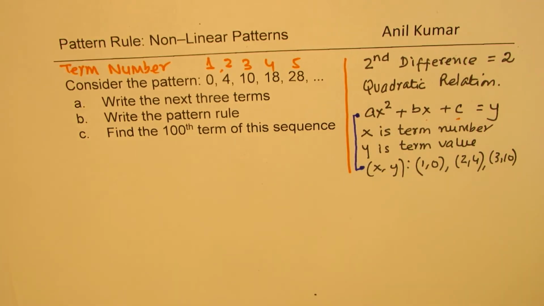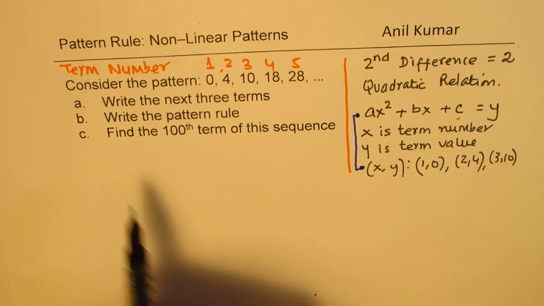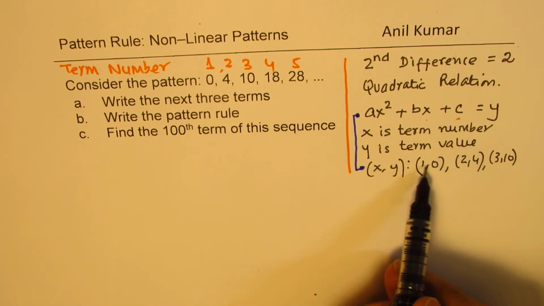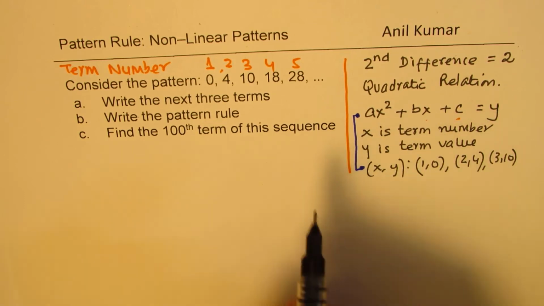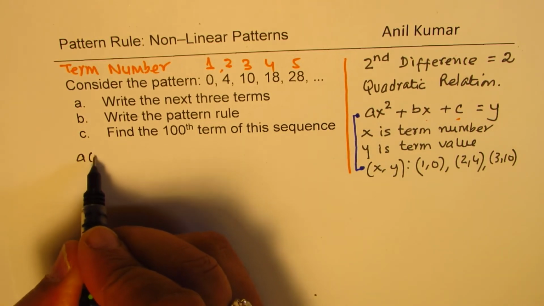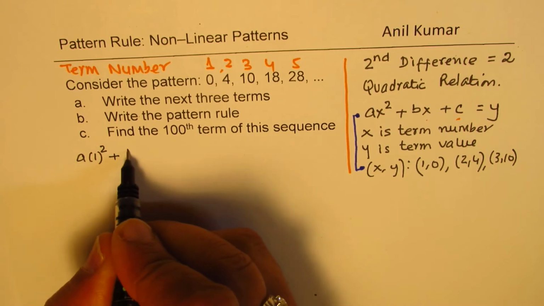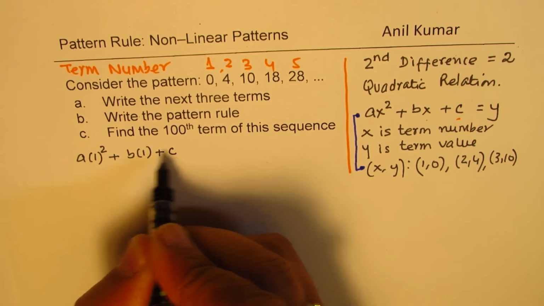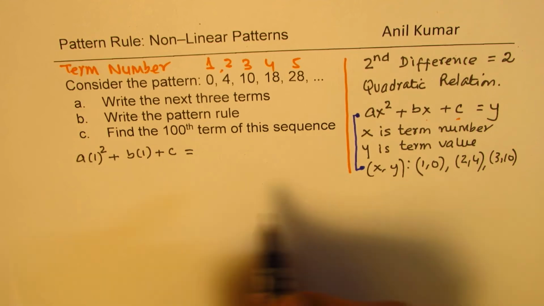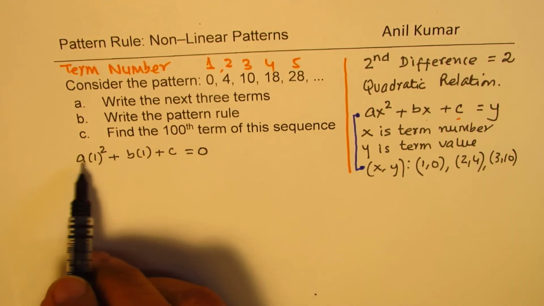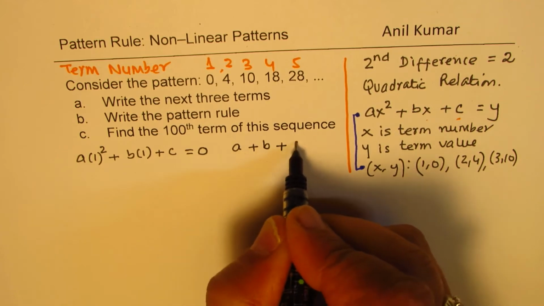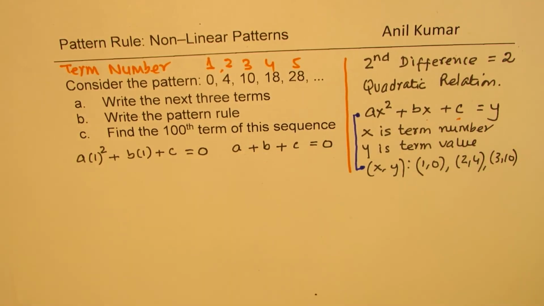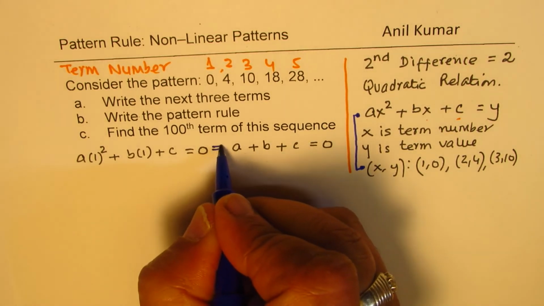So we get 3 equations. Let's write down our equations right there. If I use 1 and 0, 1 is the value of the x, 0 is the value of the y, right? So we get a times 1 square plus b times 1 plus c. That's what we mean, and the y value being 0. Is it clear to you? So this equation becomes a plus b plus c equals 0, right? So from here, we get that equation. Is that clear to you?